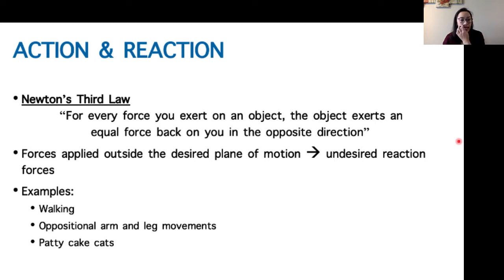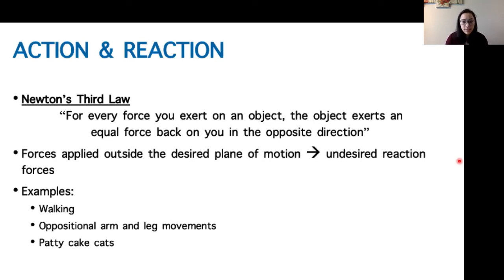When forces are applied outside of the desired plane of motion, we call that an undesired reaction force. So if we're walking, let's say the primary plane of motion is the sagittal plane because we're moving in a forward direction, with lots of flexion and extension. Okay, and suddenly a ball comes flying towards your head, right? That's going to introduce a horizontal force outside of your desired plane of motion, which is going to end up causing variability in your movement or detraction from the performance of the task you're trying to perform.